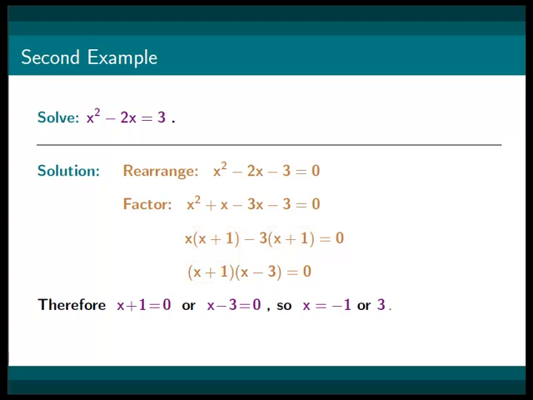Therefore, we have x plus 1 equals 0 or x minus 3 equals 0. So we get x equals negative 1 or 3. So, in conclusion, our answer will be x equals negative 1 or 3.